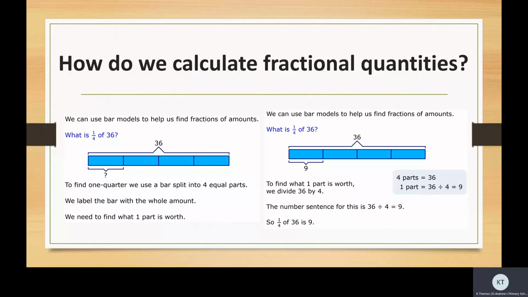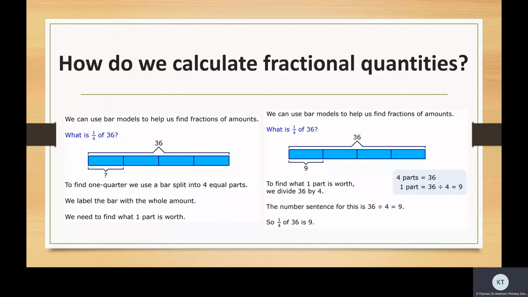So how do we calculate fractional quantities? Well, we can use bar models to help us find fractions of amounts. If you look at the picture on the left of the screen, it's asking, what is 1/4 of 36? Now, 1/4 means one part out of 4 parts altogether. 36 is the total amount that I have. So on my bar, I have to make sure that the whole thing is worth 36. That's why I've put 36 at the top.